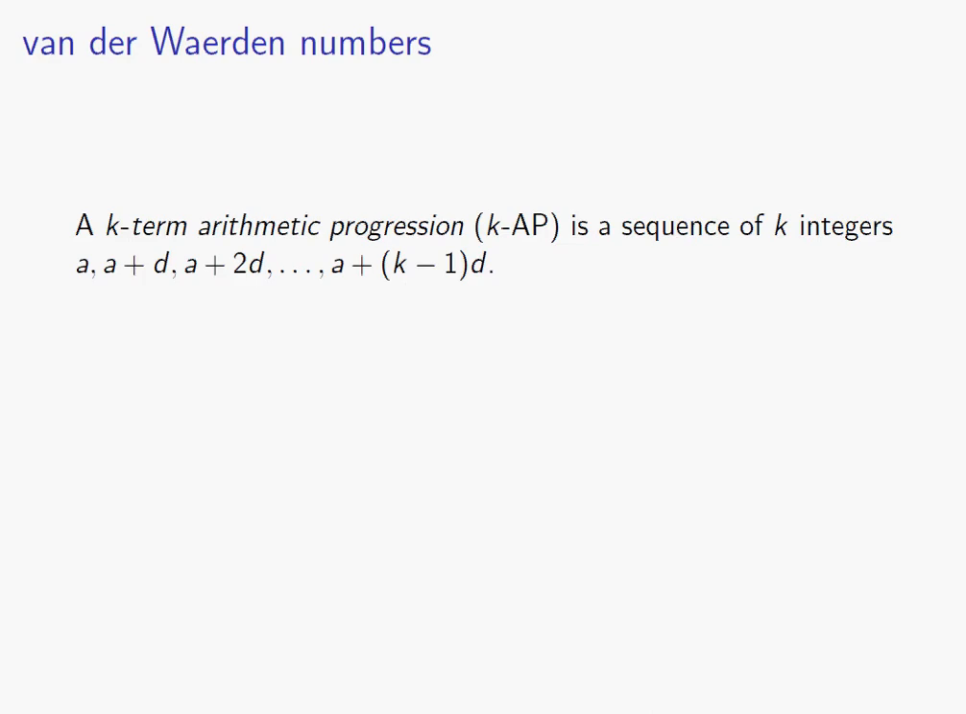First, we'll define a k-term arithmetic progression. Now, you've probably seen this before. This is just a sequence of k integers of the form a, a plus d, a plus 2d, up to a plus (k minus 1)d. So there are k integers here that are equally spaced, with the difference between successive ones being the integer d.